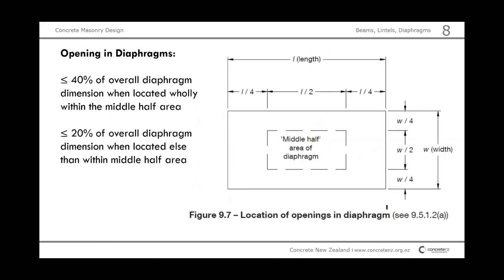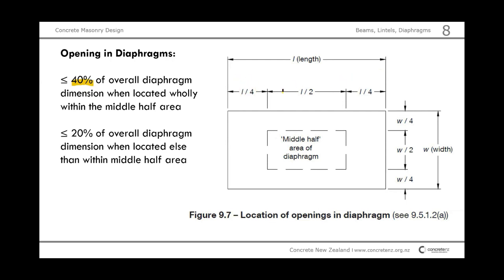There are openings allowed in diaphragms. So 40% of the total diaphragm dimension if it's perfectly in the middle. 40% does not mean the 40% of the area. Let's assume this is 10 meter by 10 meter. So the diaphragm would be 100 square meter. It's not that your opening can be 40 square meter. No, the 40%, they refer to the length.